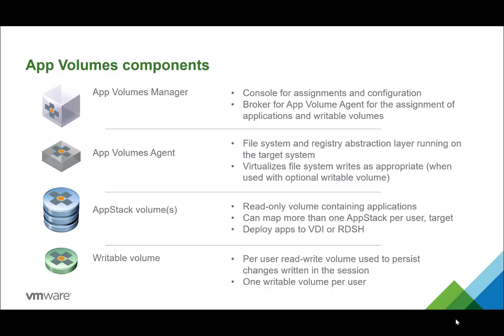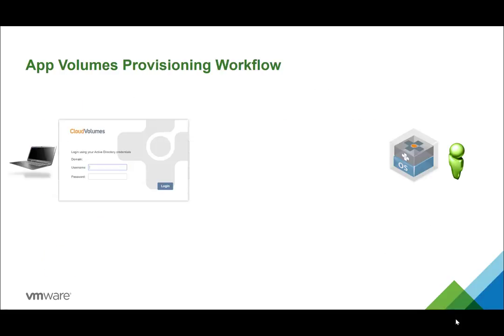So the App Volumes component consists of the App Volumes Manager, a management console that allows you to package up the App Volumes AppStack to deploy the application, as well as assign it to the users or groups that you have within Active Directory. The App Volumes agent will sit on the guest OS, the actual Windows desktop, to control the life cycle of the application deployment. And then you have the AppStack volume, which is a read-only volume that contains the actual application. And lastly, the writable volume, which has the actual user data.